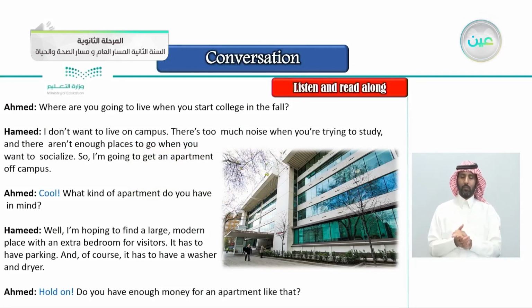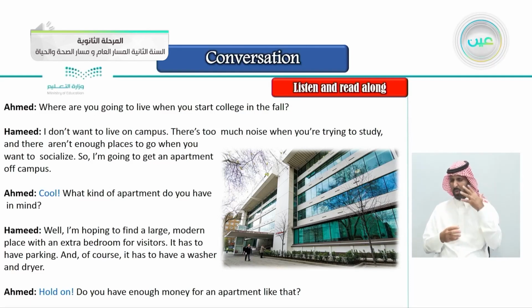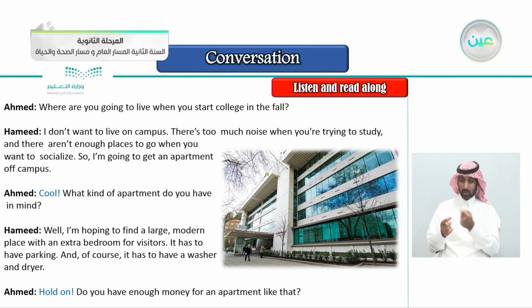Ahmed: Where are you going to live when you start college in the fall? Hamid: I don't want to live on campus. There is too much noise when you're trying to study, and there aren't enough places to go when you want to socialize. So, I'm going to get an apartment off campus. Ahmed: Cool. What kind of apartment do you have in mind? Hamid: Well, I'm hoping to find a large, modern place with an extra bedroom for visitors. It has to have parking, and of course, it has to have a washer and dryer. Ahmed: Hold on. Do you have enough money for an apartment like that?